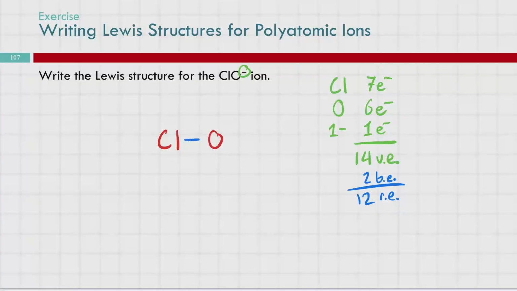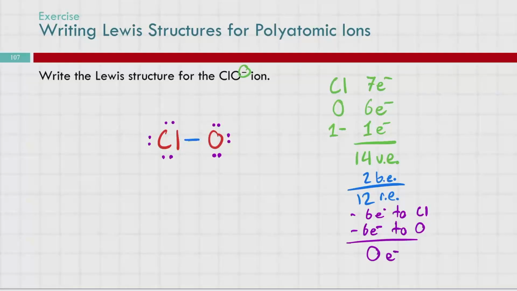We can evenly split our 12 electrons between our oxygen, our chlorine, and our oxygen. They've each got room for 6 more. So we give them 3 lone pairs. So 6 electrons to our chlorine, 6 electrons to the oxygen. We've got no electrons left.